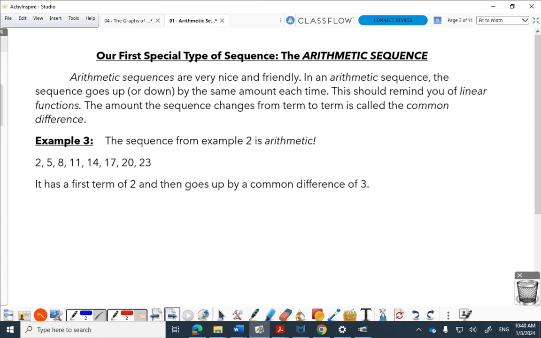Okay, I'm going to try and do this the way I wanted to last time. I'm going to use my finger as a highlighter. There we go, and yellow, good. Arithmetic sequences are very nice and friendly. Isn't that finger supposed to be highlighted? No? Okay.